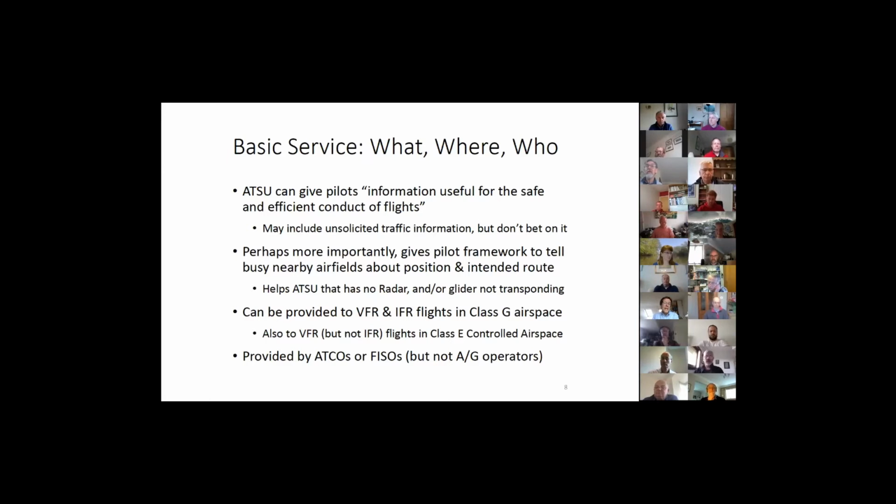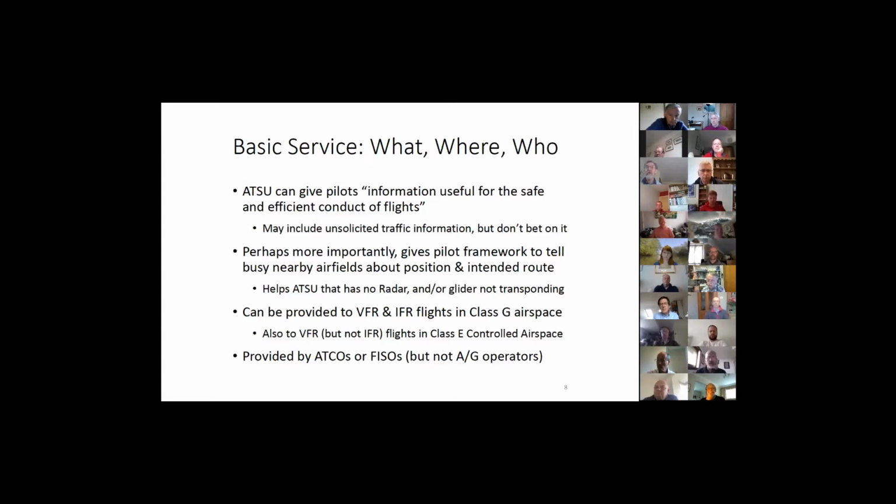It may include unsolicited traffic information passed from the ATSU to you, the glider pilot. But really don't bet on it. Apart from anything else, if the controller is not aware of the other traffic, if it isn't transponding or they don't have radar, then obviously they can't tell you about it. So even when you're in receipt of a basic service, you should not in any way reduce your lookout. Separation from other aircraft, using see and avoid, remains your responsibility.